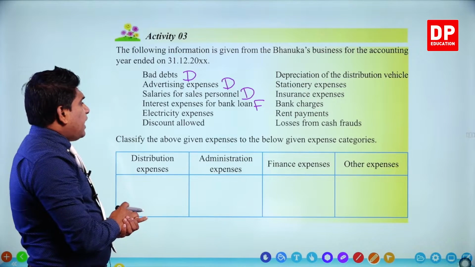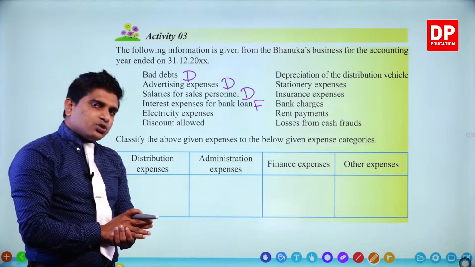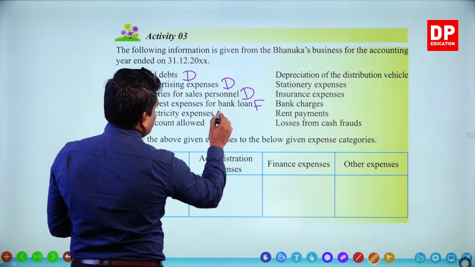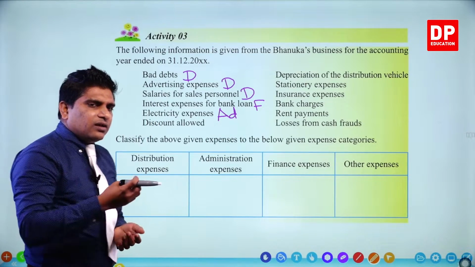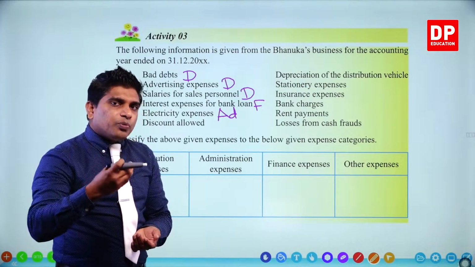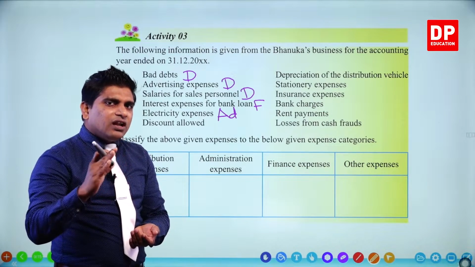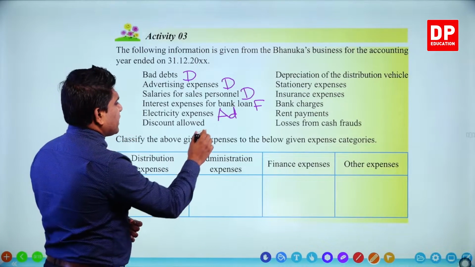Electricity expense, where? Electricity, water bill, insurance, administration, right? Administration. Then discount allowed. We allow the discount. Why do we give the discount? To promote our sales. We allow the discount. Where do we put it? Distributing expense category.